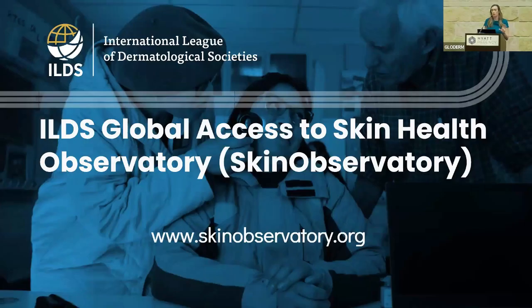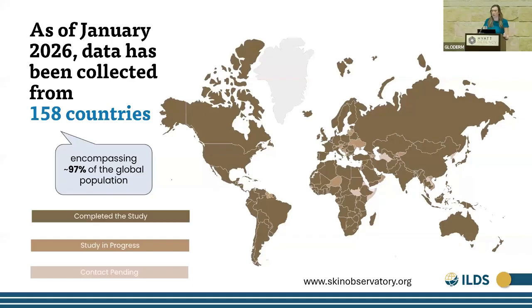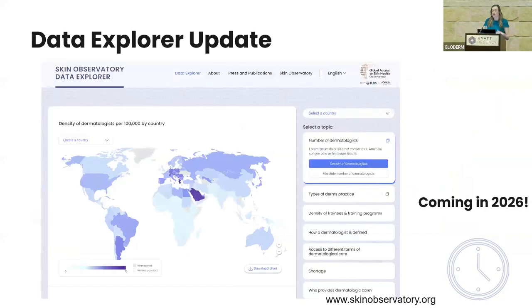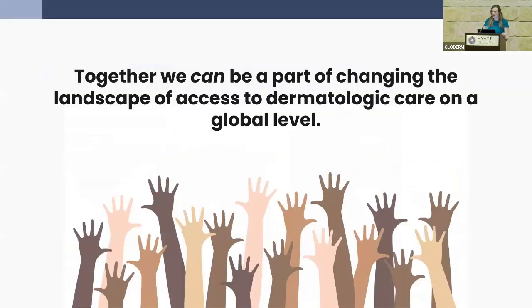I mentioned the Skin Observatory, and I know that Claire did a great job explaining this earlier. We have collected data from 158 countries, which encompasses 97% of the global population. Our first paper is currently under review, and we're really excited that alongside this paper, we will eventually be uploading this Data Explorer, which will be really interesting. You'll be able to go in, explore different regions of the world, explore our data. You'll be able to download our charts as PDFs or as PowerPoint slides that you can incorporate. And so we're really excited about the implications that we're really sharing the data with the world. So more on that as it becomes available.